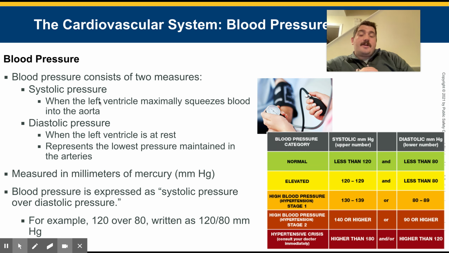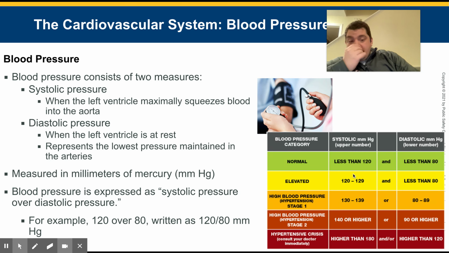The systolic pressure is the pressure when our left ventricle squeezes the blood, or does that contraction to get that blood moving throughout our whole body. That's when your heart exerts the most pressure. The diastolic pressure is when it's at rest, and that's the lowest pressure in our body. So we're looking at these 2 numbers: what's the most pressure, and what's the least amount of pressure? It's measured in millimeters of mercury. And we say 120/80 because it's systolic over diastolic.